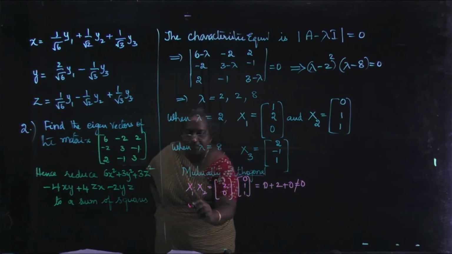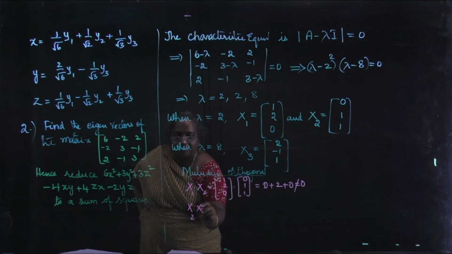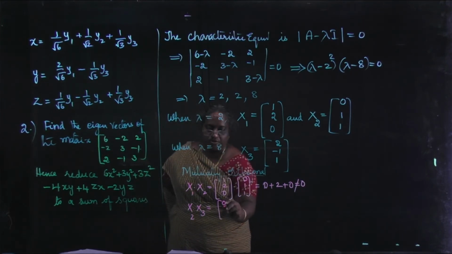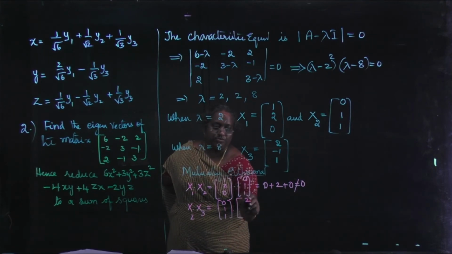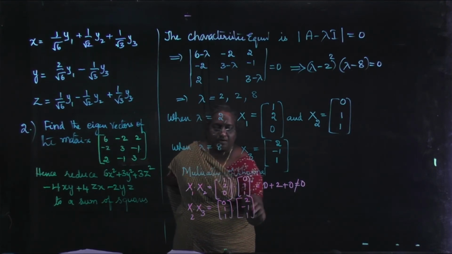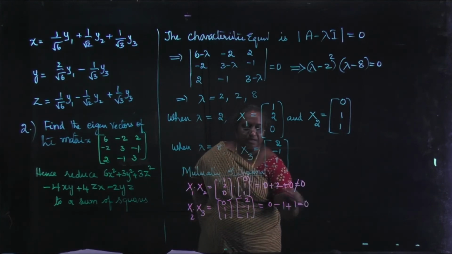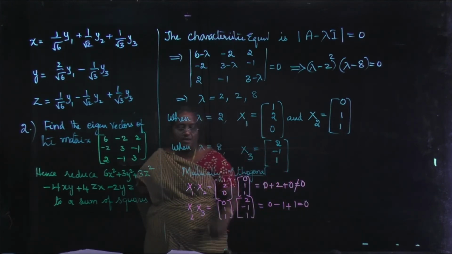Similarly, let us see x2 and x3, dot product between x2 and x3. What is x2? 0, 1, 1. x3, 2, minus 1, 1. So this is 0 into 2 is 0, 1 into minus 1 is minus 1, 1 into 1 is plus 1. So these two vectors are mutually orthogonal.